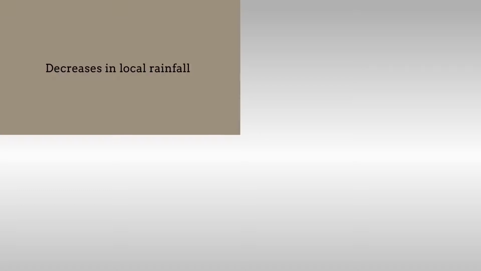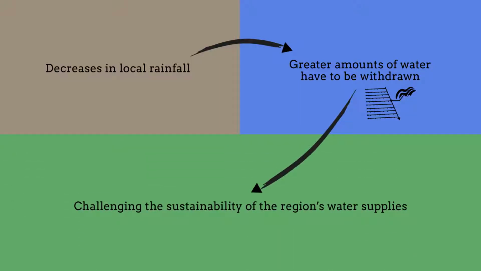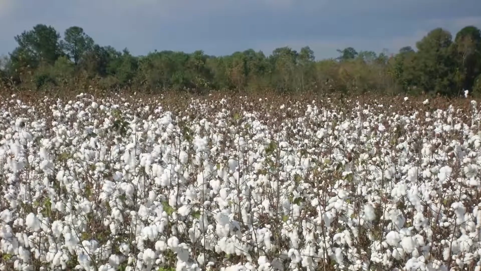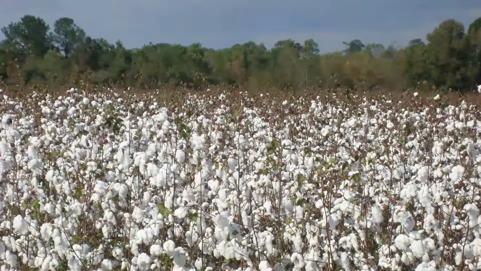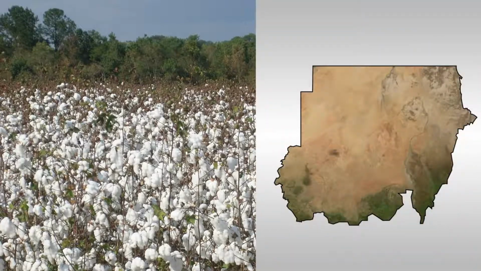Decreases in local rainfall caused by irrigation mean that greater amounts of water have to be withdrawn during the growing season, challenging the sustainability of the region's water supplies. However, increased rainfall in outlying areas may improve crop growth and support the development of agriculture. For example, the development of irrigated agriculture in Gezira coincided with the emergence of nearby Gedaref as the most important rain-fed agricultural area in Sudan.